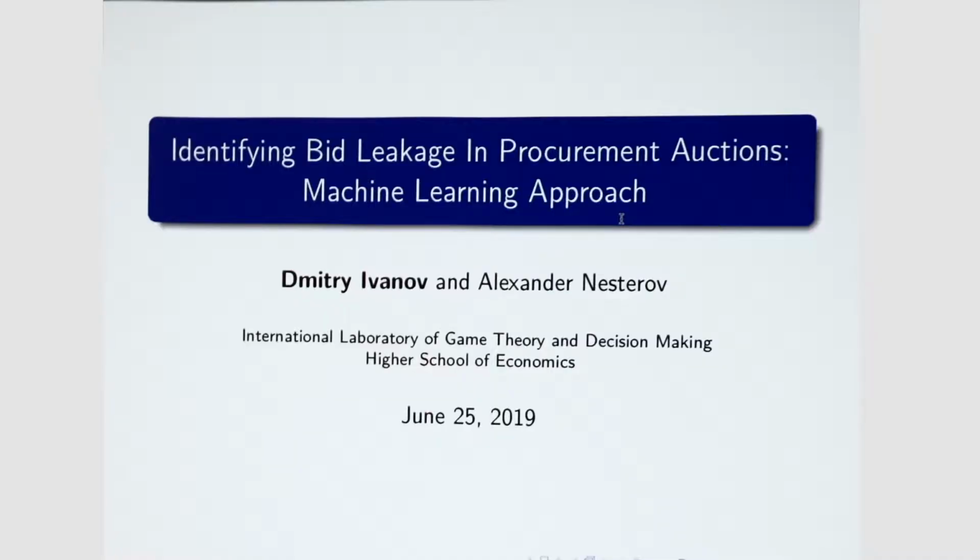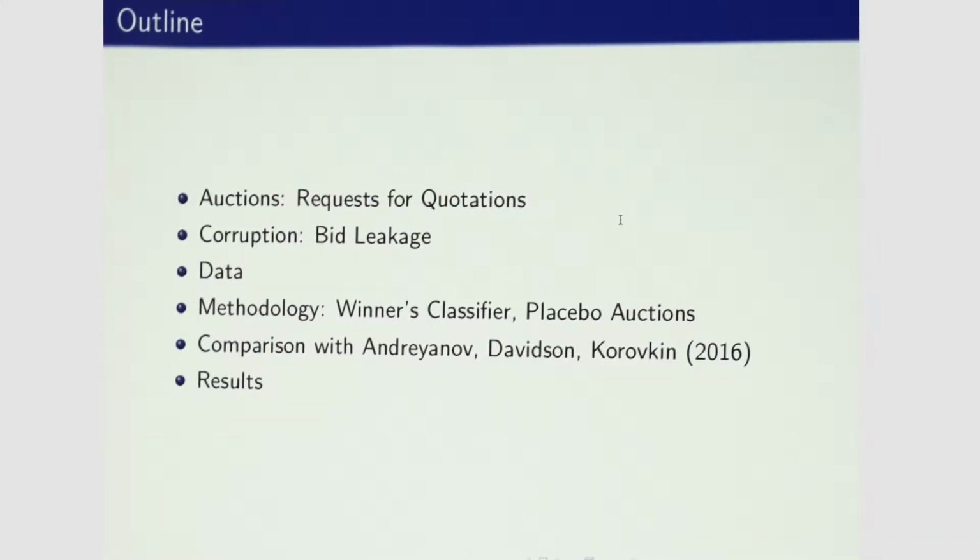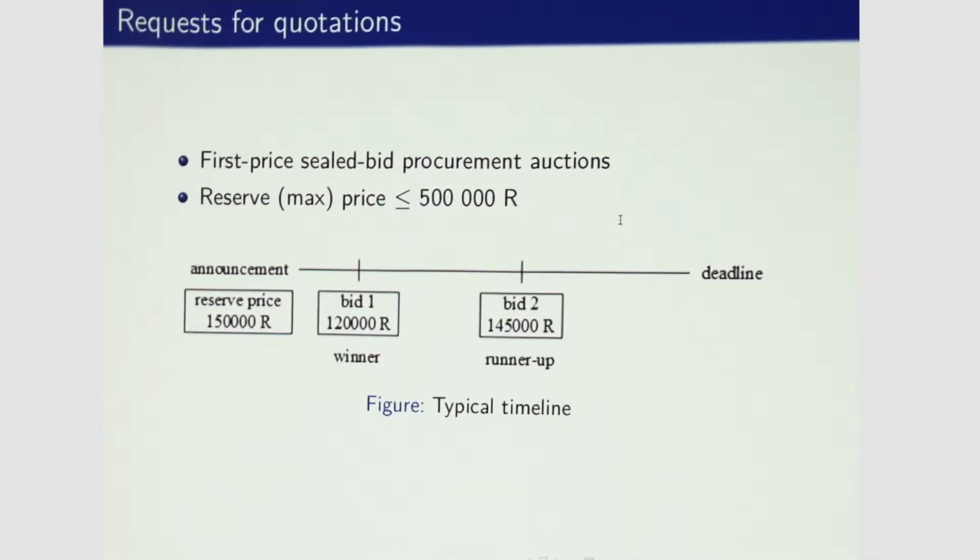The only known analog to me is the work of Ivanov, Davidson, and Korovkin. We're going to compare with that, and then I'm going to show you some pictures. So, requests for quotations. These are first price sealed bid procurement auctions, typically pretty small, with reserve price being not bigger than around $8,000.